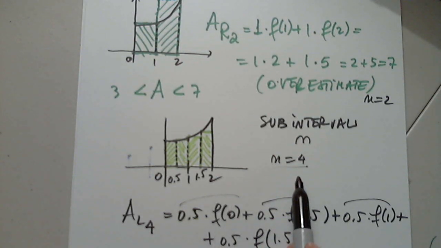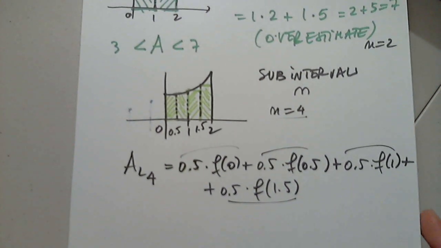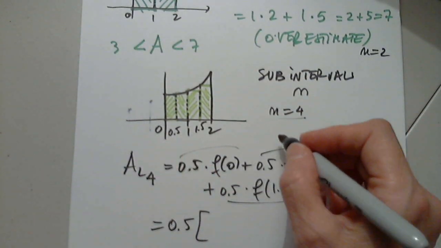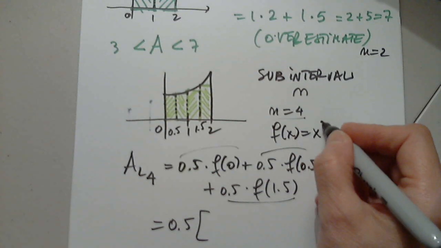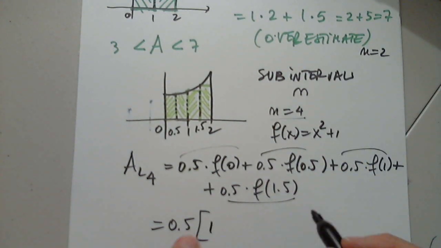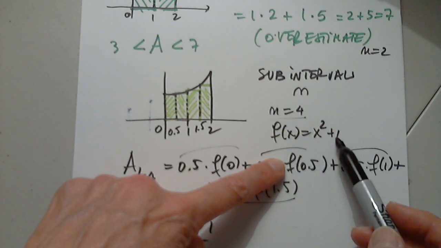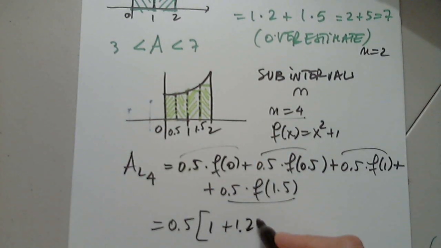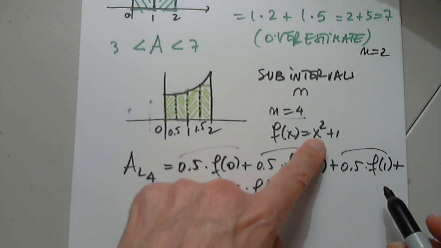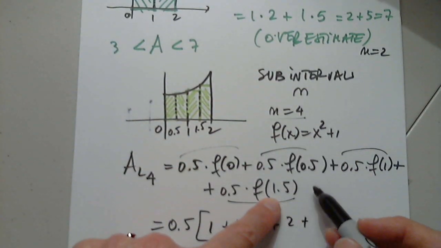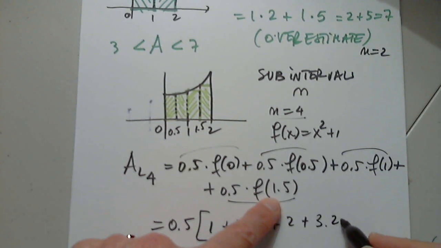You cannot move on to the next one. It has to be 4. Of course, you see 0.5 is the same, so I'm going to put it out. F of 0 for our function, f of x equals x squared plus 1. F of 0 is still 1. F of 0.5 is 0.25 plus 1, 1.25, plus f of 1 is 2, plus 1.5, so this is 2.25, 3.25.